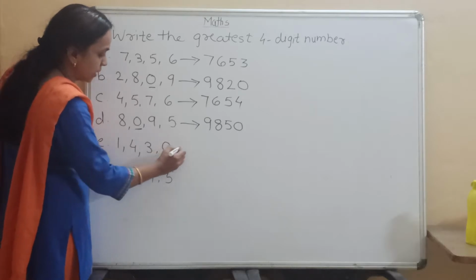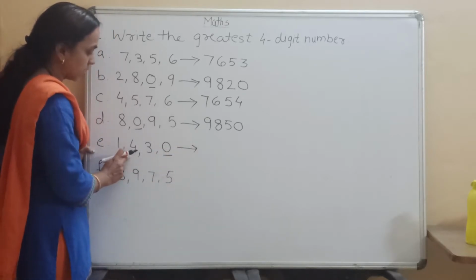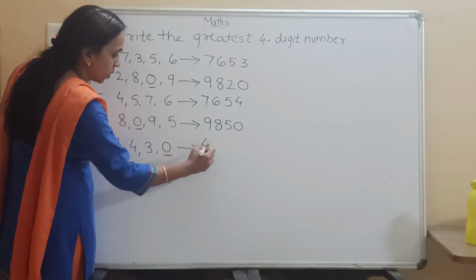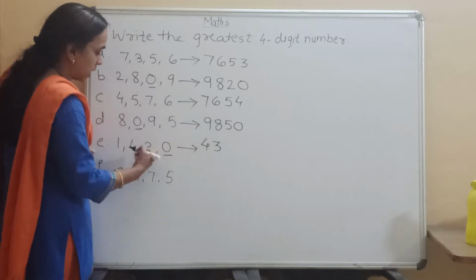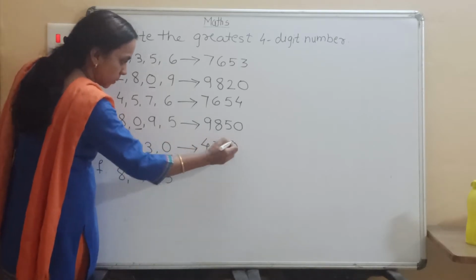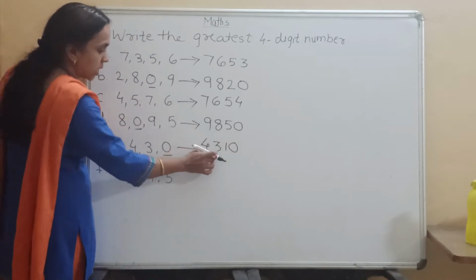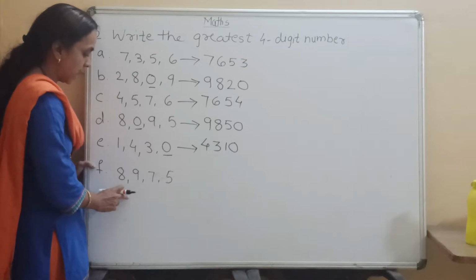Now see E question. 1430. Again 0 is there. So what is the bigger digit here? 4. Smaller than 4 is 3. Smaller than 3 is 1. Smaller than 1 is 0. So what is our answer? 4310.